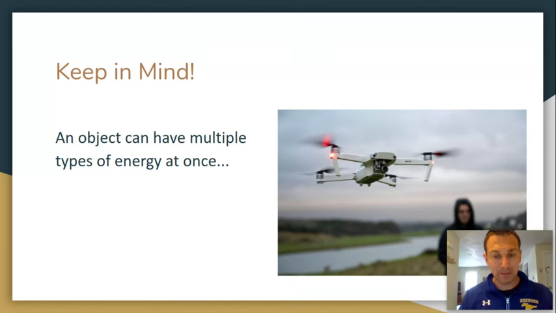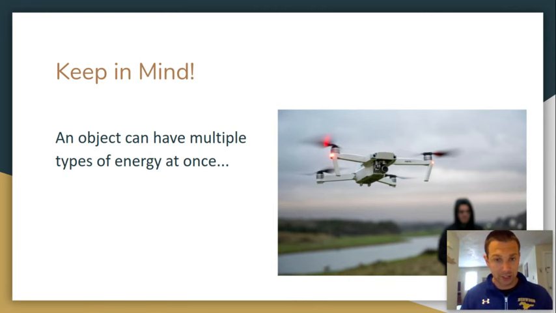Something to keep in mind before going forward is the fact that an object can have multiple types of energy at once. For example, the person in the background of this picture is operating a drone. The drone is flying away from the person, so it's definitely moving. That means it has kinetic energy. It also has gravitational potential energy because it's above the ground, or at least it has gravitational potential energy relative to the ground. So it actually has both at once.